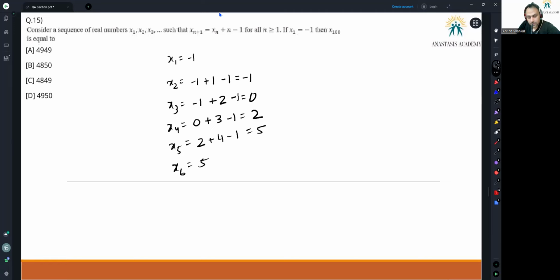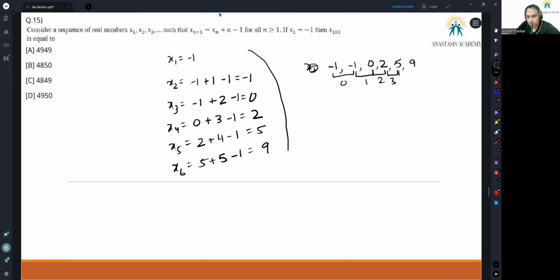x6 is equal to 5 plus 5 minus 1. So this is equal to 9 now. We have got enough number of terms to judge what sort of series is getting created. Let's say we have x1, sorry, x1 क्यों लिख रहा है? Minus 1, 0, 2, 5, 9. Looking at the differences, 0, 1, 2, 3, and 4.